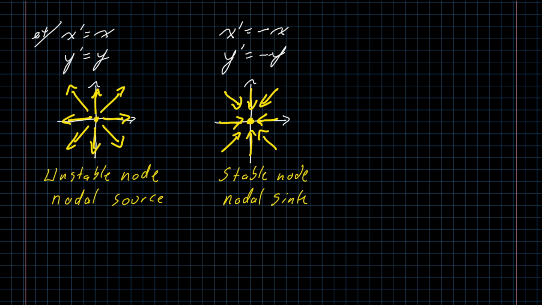Right? What if we mix it up? What if we have x prime equals x and y prime equals negative y? We have one positive, the other negative.